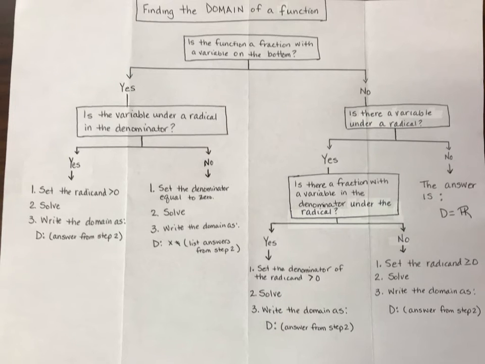Okay? Let's go back up to my original question. Is the function a fraction with a variable on the bottom? So then let's say my answer is yes. Is the variable under a radical in the denominator? Let's say no. Then we set the denominator equal to 0, solve, write the domain, and it tells you how to write the domain right here. Okay, that would be how you would state your answer. If we come back up here and say yes, there is a variable under a radical in the denominator, then we're going to set my radicand, whatever's underneath my radical, greater than 0, and solve and write the domain as follows. This is going to help you do every problem.